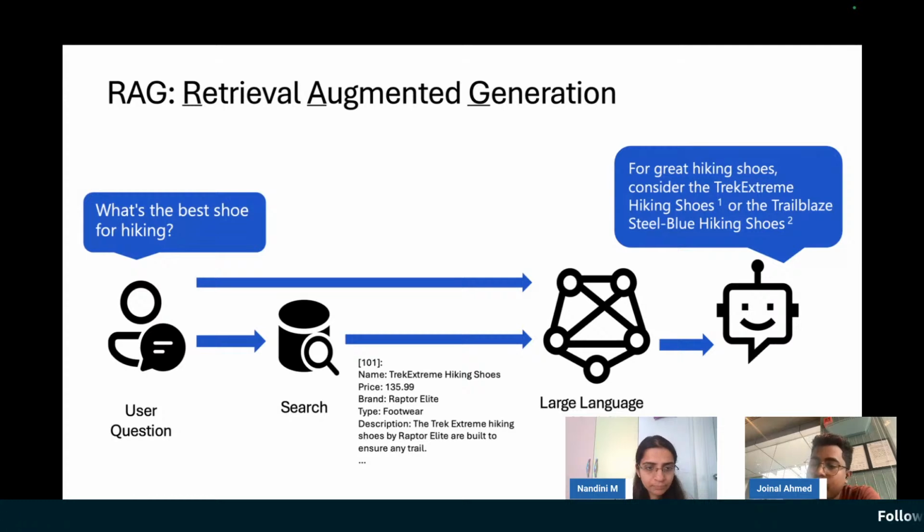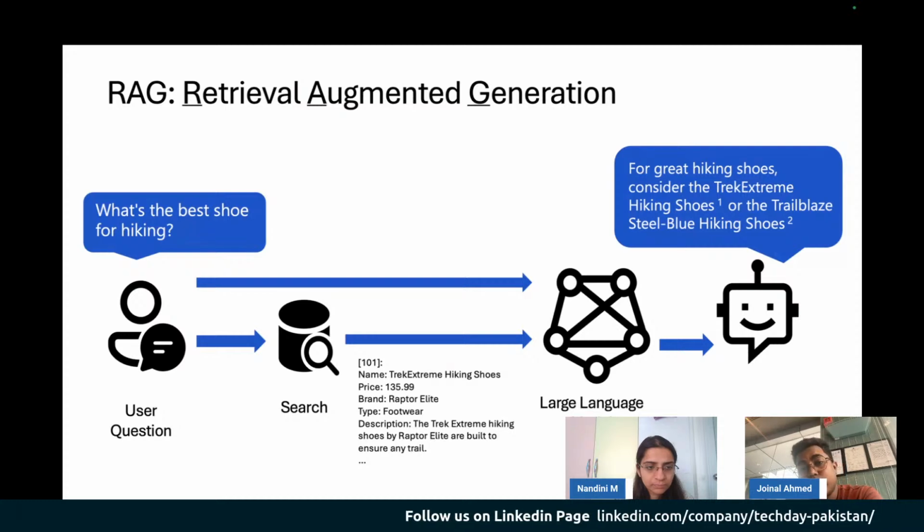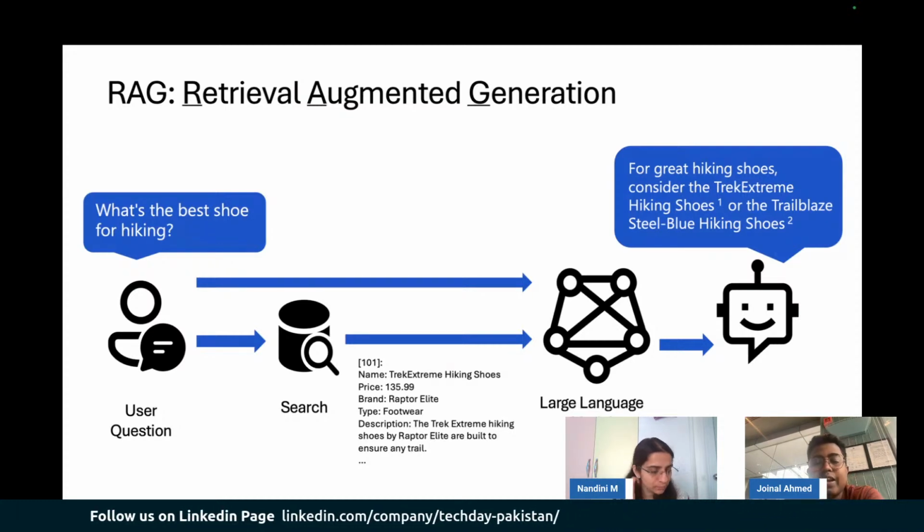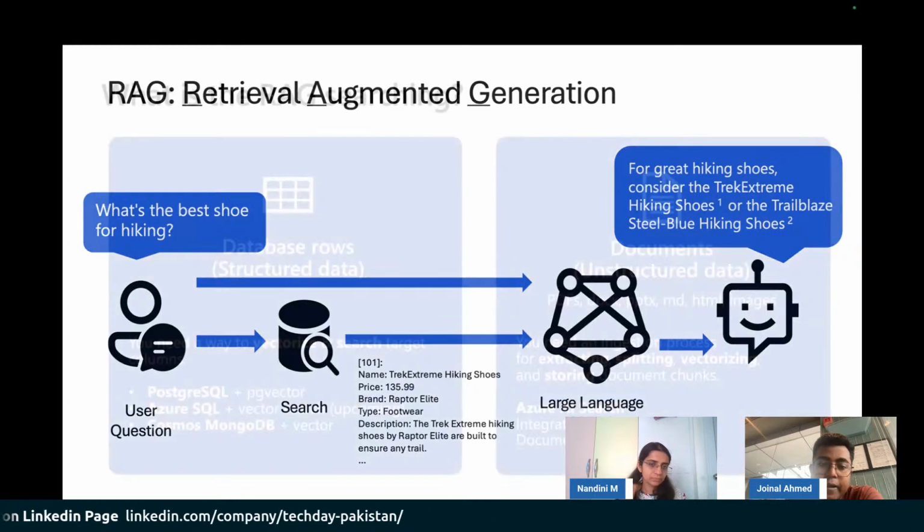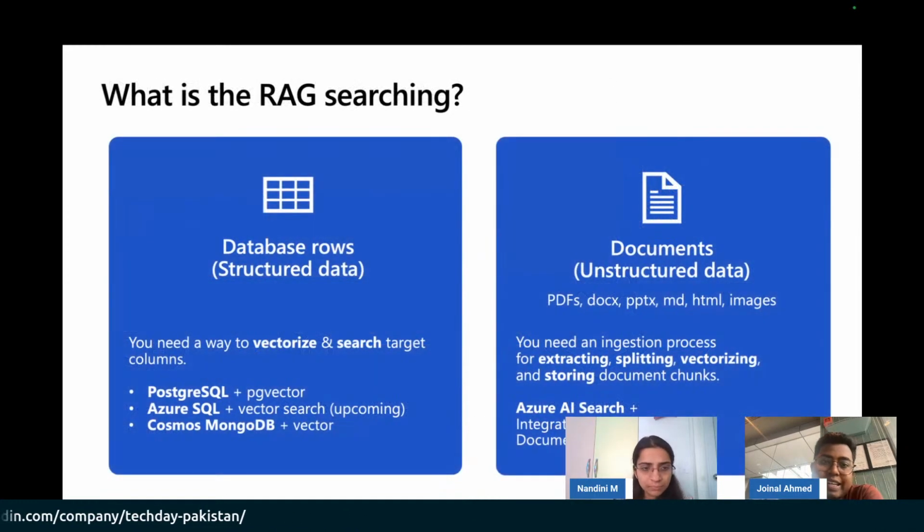So retrieval is when you search for a related document for that query, which is the retrieval or search part. Then you use that data to augment the model's knowledge, and then finally go ahead with the generation of an answer. Right? What is RAG searching, right?